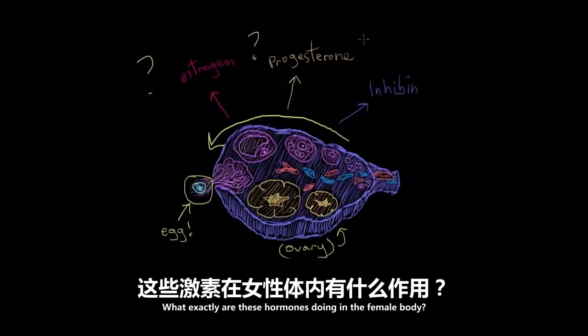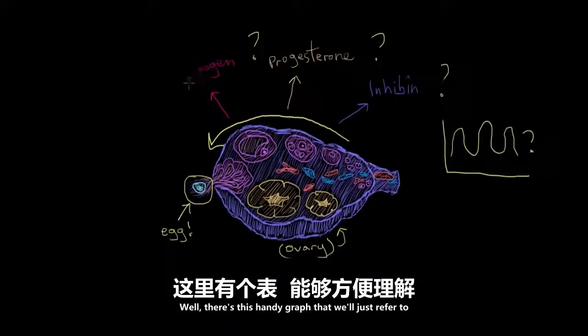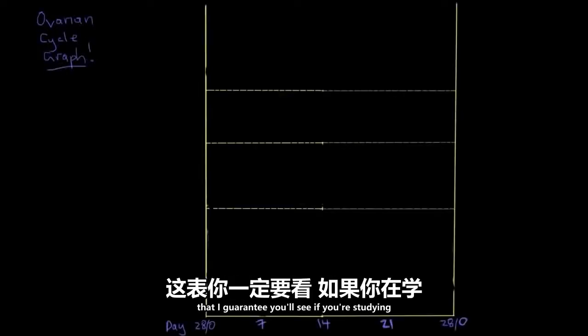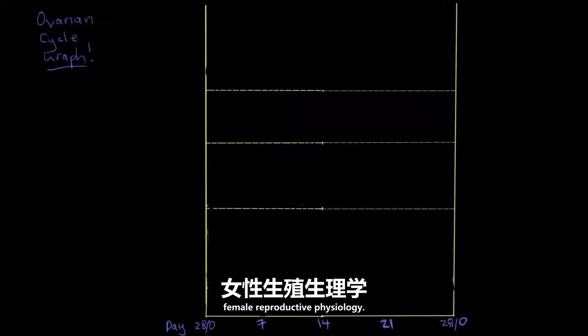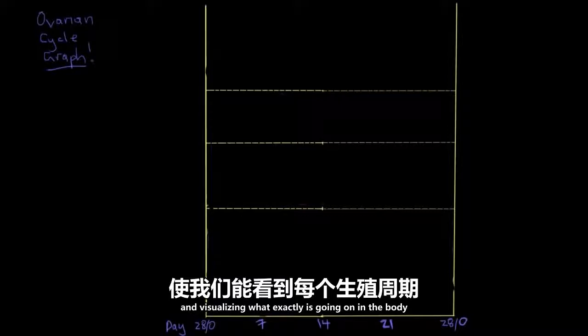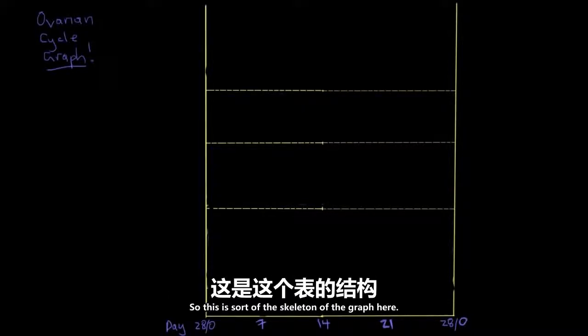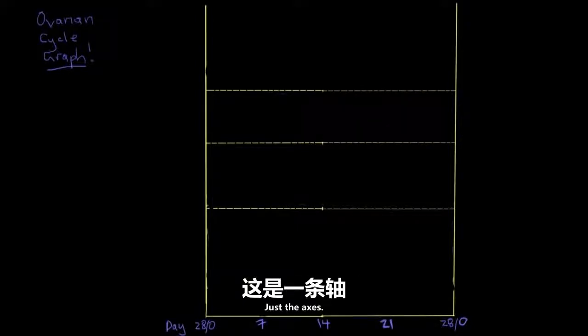What exactly are these hormones doing in the female body, and why do their levels change? Well, there's this handy graph that we'll just refer to as the ovarian cycle graph that I guarantee you'll see if you're studying female reproductive physiology. It's really quite helpful in understanding and visualizing what is going on in the body during each reproductive cycle. So this is the skeleton of the graph here, just the axes.